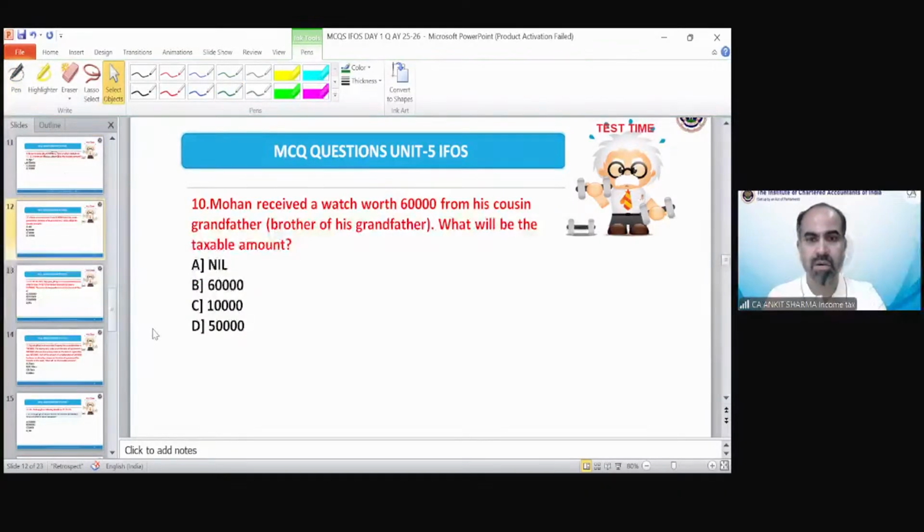Next is Mohan received a watch worth 60,000 from his cousin grandfather, brother of his grandfather. So you have to see whether it does fall in the definition of relative or not. Then according to it, you have to answer. So what is the correct answer of question number 10? Anubhav is saying 60,000, Pooja is saying nil, Anil is saying nil, Astha is saying 60,000. What happened, Astha? Wrong answer.